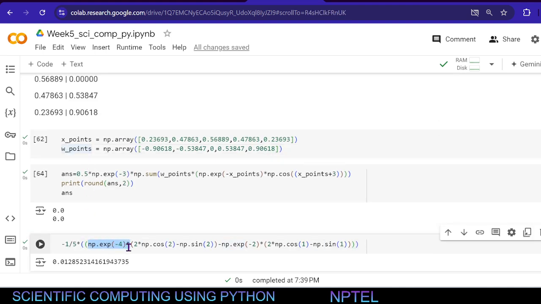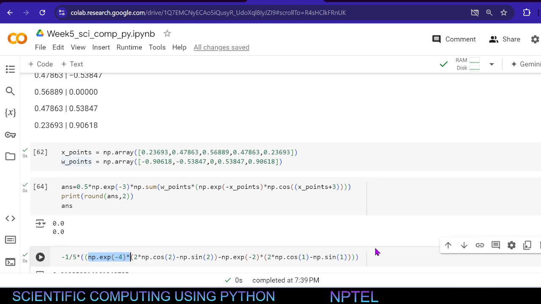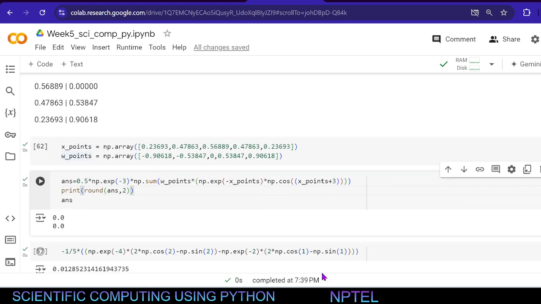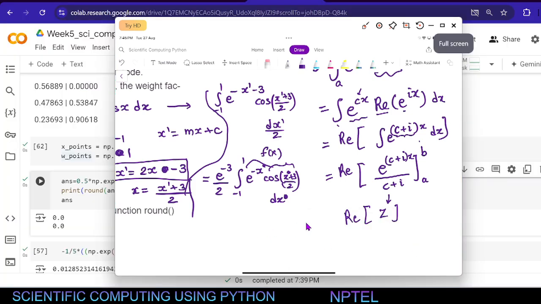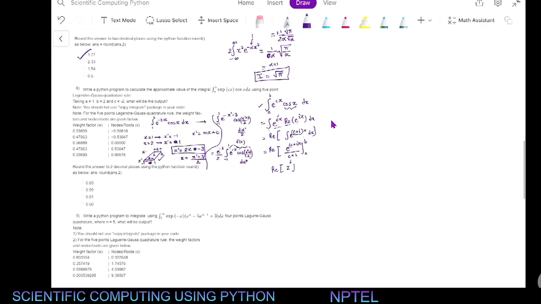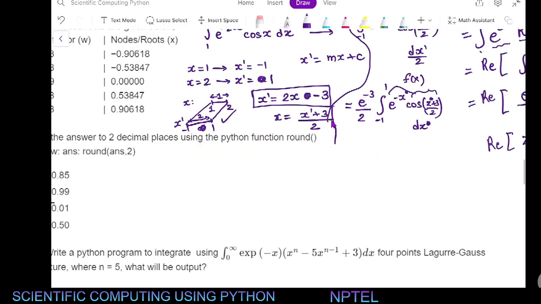e to the power minus 4 times (2 cos 2 minus sin 2) minus e to the power minus 2 times (cos 1 minus sin 1). So you can check if this is correct, and there is some mistake here also. But okay, when I calculated, I even programmed it and I got the correct answer. I don't know what happened, but the answer is close to 0.01, and that was the answer.